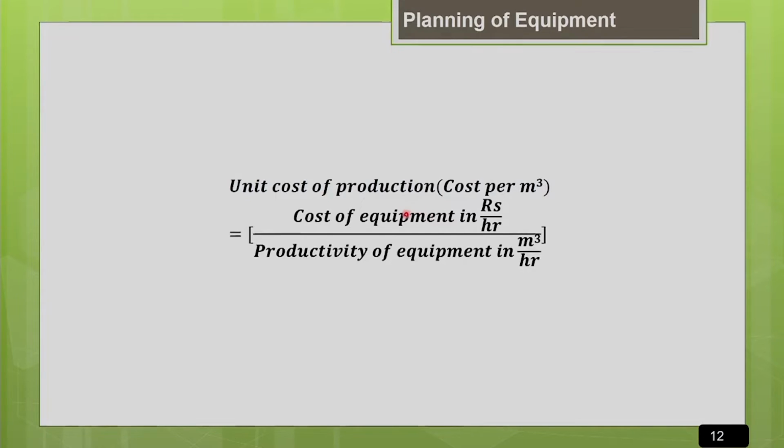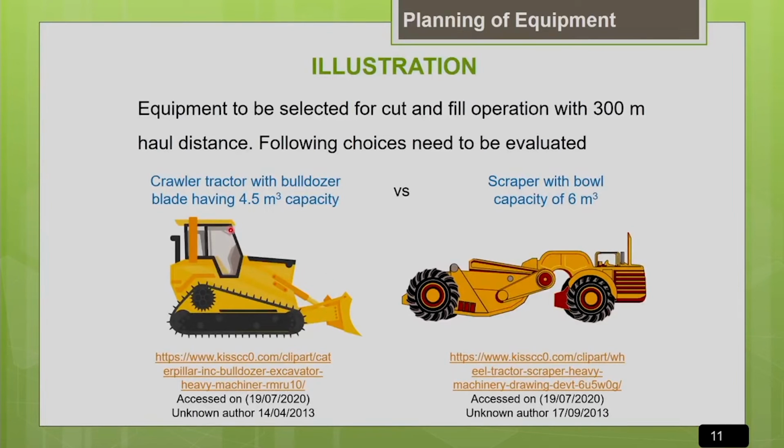Okay. So as of now, you need to know how to estimate the unit cost of production associated with the particular job. For that you need to know the hourly cost associated with the machine and the hourly productivity associated with the machine. If you know that, you can estimate the unit cost of production associated with the particular job. So then you can compare both options. Estimate the unit cost of production when you employ the bulldozer, estimate the unit cost of production when you employ the scraper. Whichever gives you the minimum unit cost of production, you have to go for that particular machine selection.